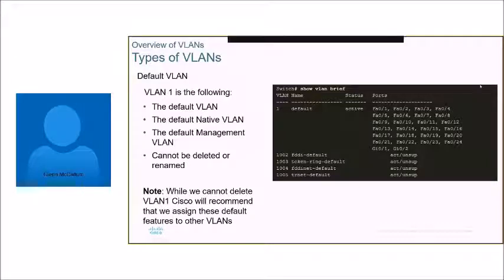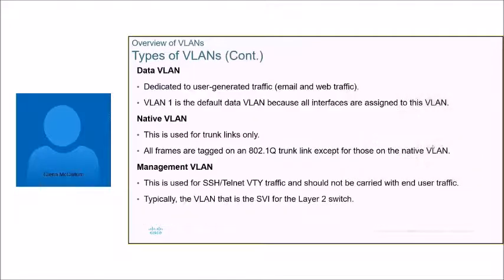And so as you can see here, we've got a 24-port switch. So 1 through to 24 on the Fast Ethernet and 2 gigabit ports as well. All members of that default VLAN 1. So that's the default setting. Now, you can have different types of VLANs, and so a data VLAN is dedicated for user-generated traffic, so be that web, email, talking to servers and the like. VLAN 1 is the default data VLAN because all interfaces are assigned to this VLAN.